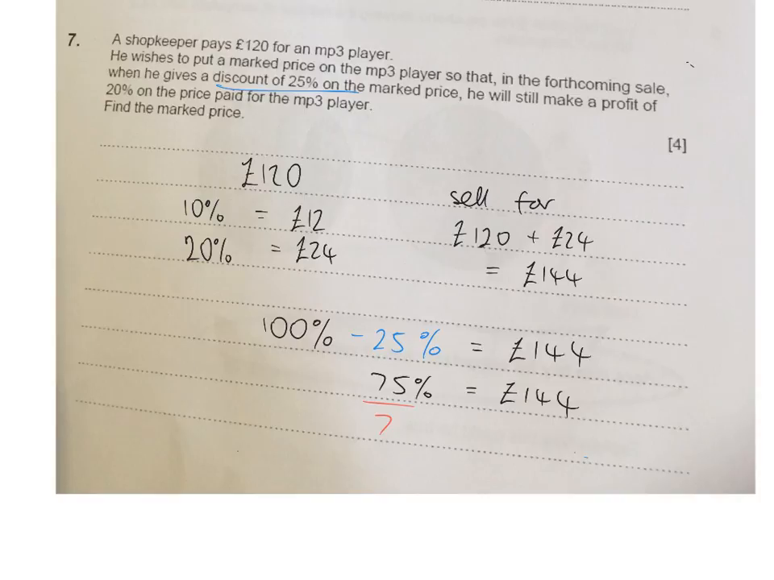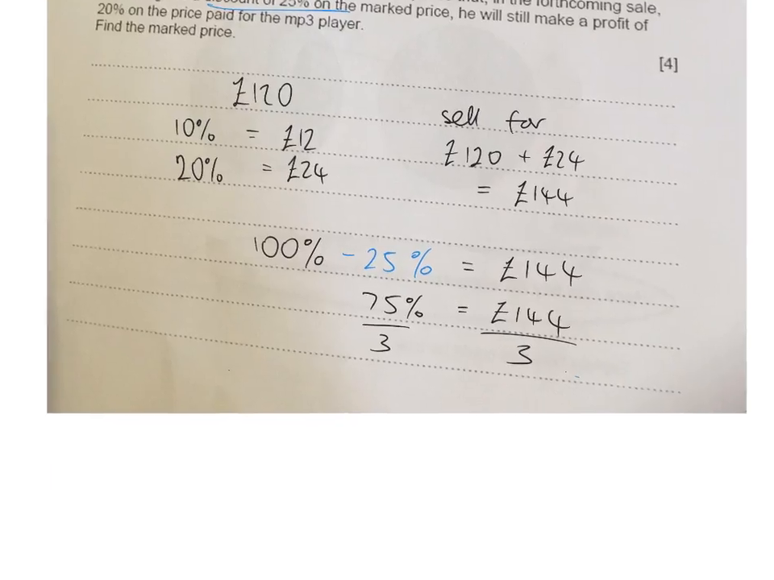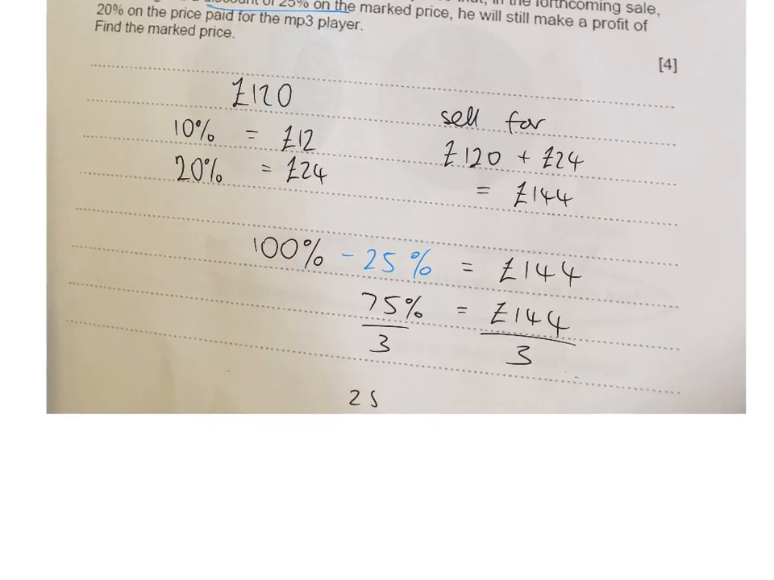That's what we'd normally do, but in this case, because I haven't got a calculator, I'm going to try and do something a bit smarter. I'm going to divide both sides by 3. So if I divide both sides by 3, I'm going to get 25% here. I'm going to work out how many 3's go into 144.